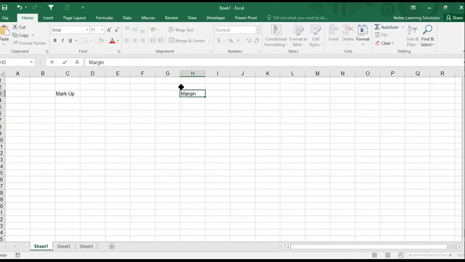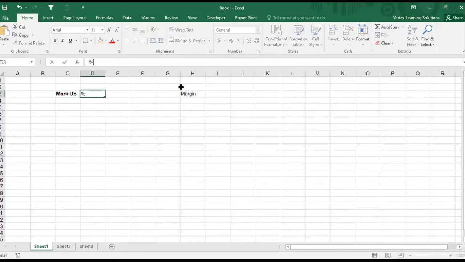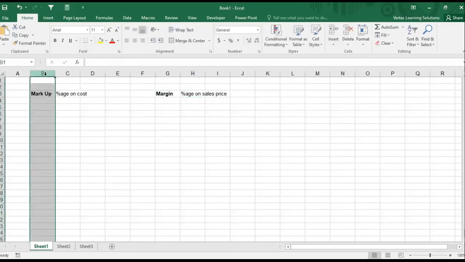And you know that markup means percentage on cost. Let me write down percentage on cost. And margin is going to be percentage on sales price. So we know that thing already. Now let's create some example and then we understand.